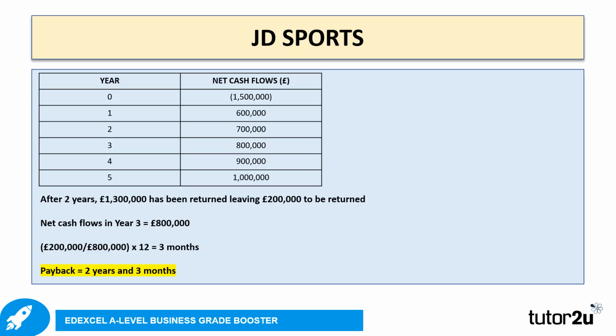So hopefully you've managed to have a go at that and arrived at a payback period of 2 years and 3 months. So after 2 years, £1,300,000 has been returned, leaving £200,000 to be returned. Net cash flows in year 3 are £800,000. So 200,000 divided by 800,000 times 12 is 3 months. Payback is 2 years and 3 months.